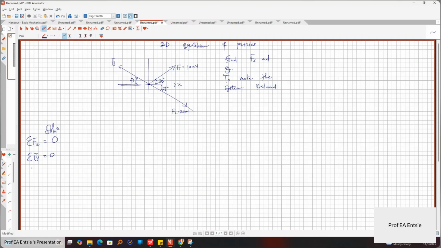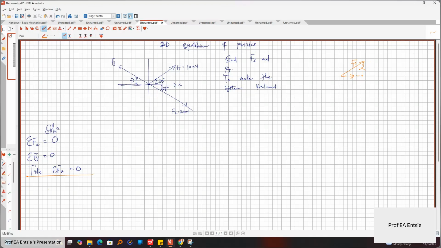So if we take sigma Fx to be equal to zero, yes, so we take sigma Fx to be equal to zero. How do you find sigma Fx? You sum all the forces in the x. So F1 is going this way, so it means the component will be like this. Go right, go up, go and meet the resultant F1.